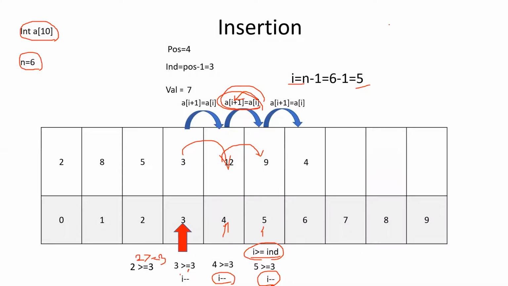Value 7 is inserted to what position? Which position have we been given? From the user we got the position as 4, but it will be inserted at the index position 3, correct? So this is the value to be inserted. We will insert at the position 3, right? So this 7 will now be inserted at the position index number 3, right?